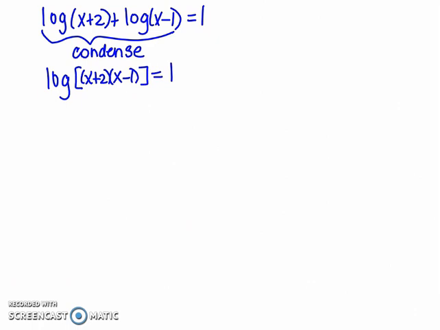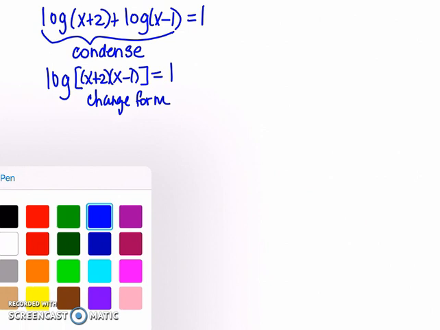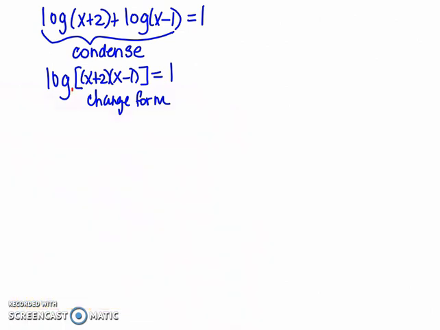Okay, and now that I've written this as a logarithmic equation, I can go ahead and change form. Now remember, if you don't see a base, that means that your log has a little invisible base of 10. So when we change form, we begin with the base. It's going to be 10. My exponent is on the other side of the equal sign, so 10 to the 1st power equals x plus 2 times x minus 1. Well, 10 to the 1st power is just 10. And I can go ahead and FOIL on the right side. x plus 2 times x minus 1 gives me x squared plus x minus 2.